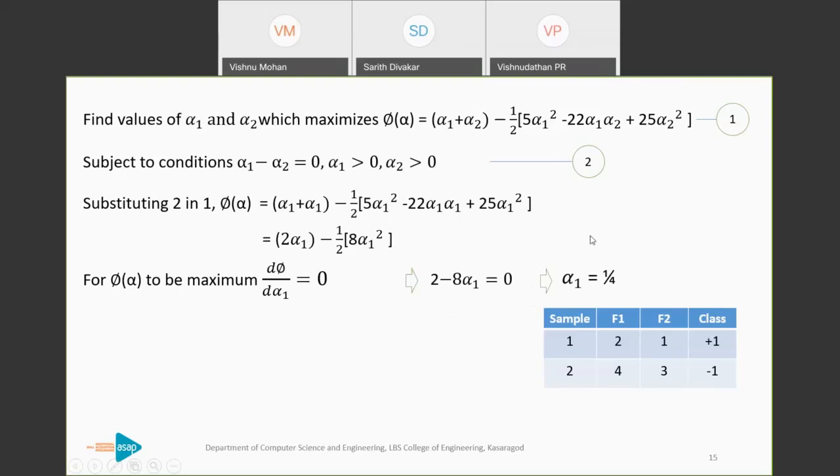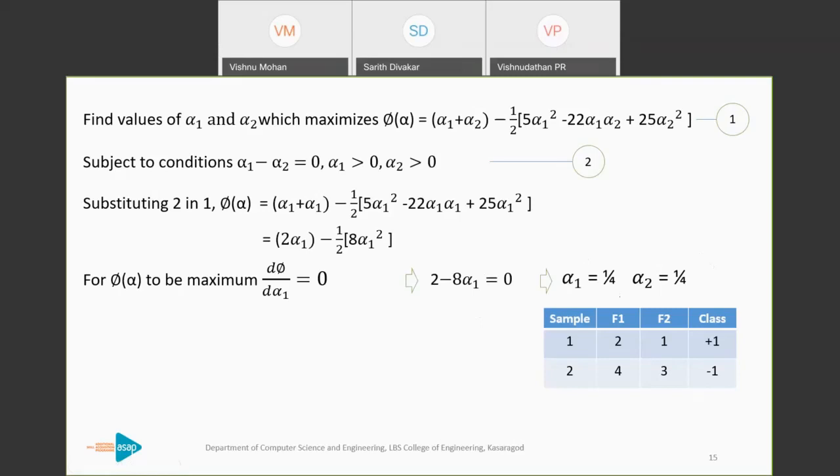Now you can substitute this alpha 1 equal to 1 by 4 in the equation and you will get alpha 2 is also 1 by 4. You can also take the second derivative, and it will be negative. That means this is the maximum. So you got the values of alpha 1 and alpha 2 where this function is maximum.